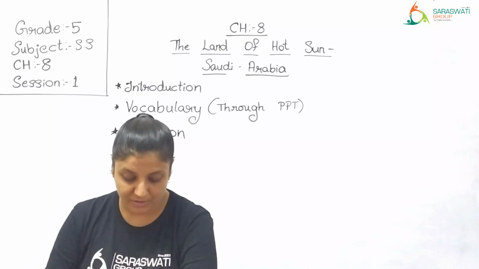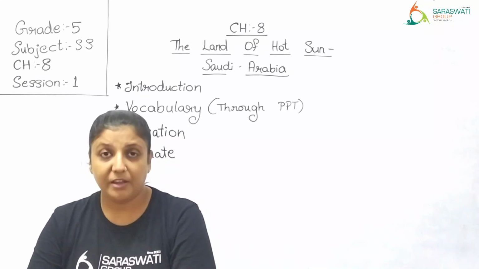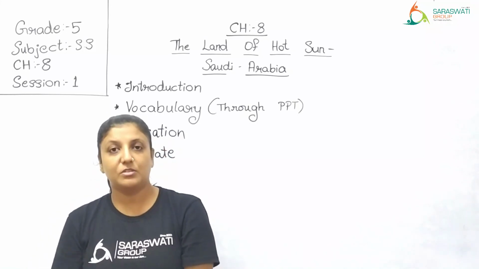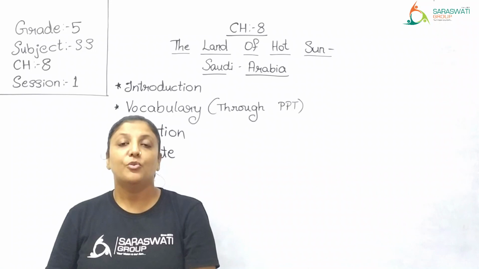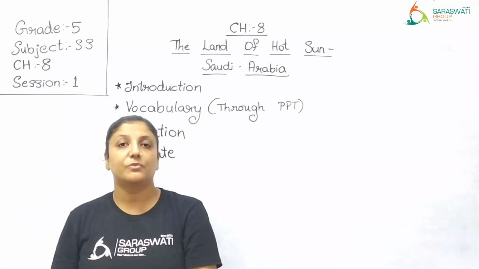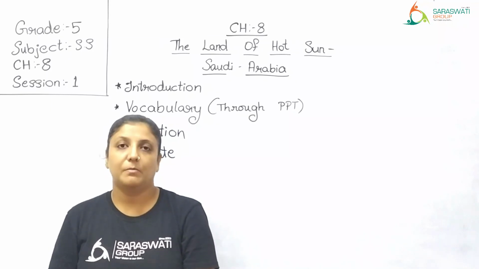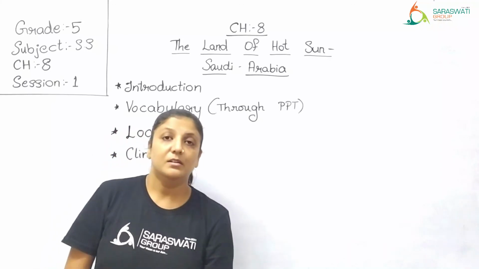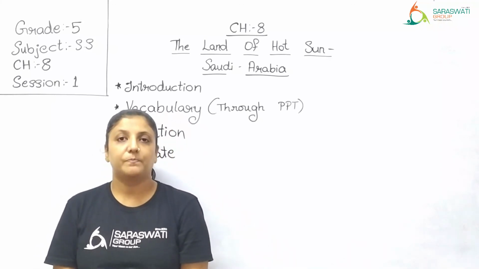The hill stations, that is Al-Taif and Abha, remain cool during summer. So these two are the hill stations which are comparatively cooler than the rest of Saudi Arabia even in summer. So this was all regarding the climate of Saudi Arabia.